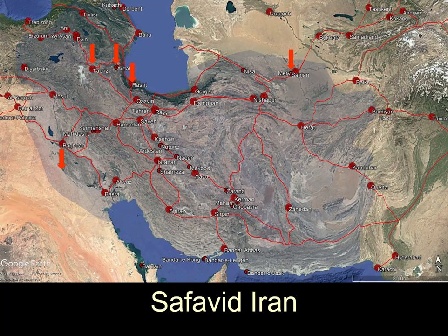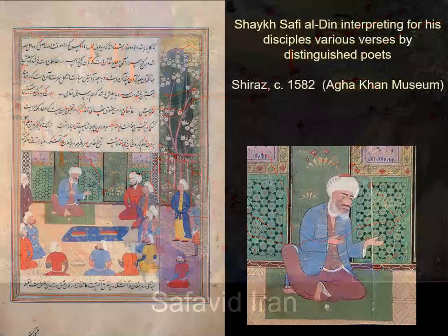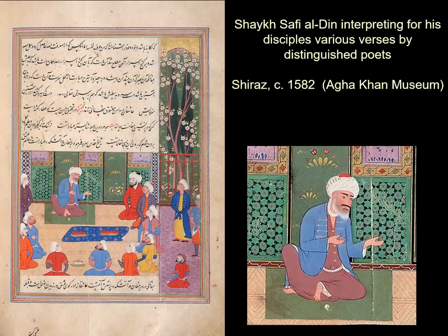Tabriz will be the capital of the Turkmen Karakoyunlu state, which ruled from 1375 to 1468, followed by the Akkoyunlu Turkmen state from 1469 to 1501. The initial rise of influence of the Safavids begins with the establishment of the Zahidiyya Sufi order by Zahid of Gilan.